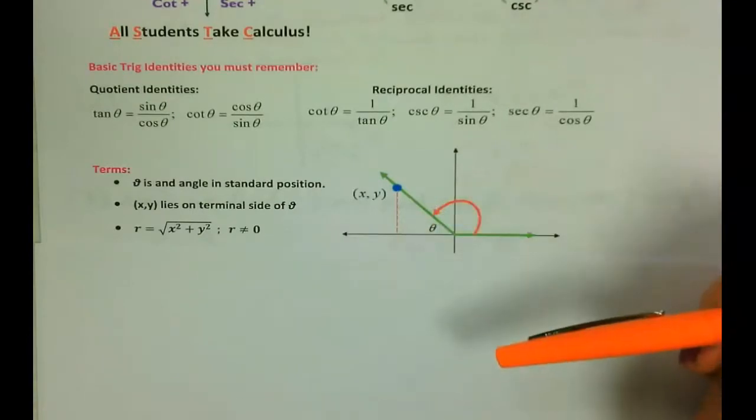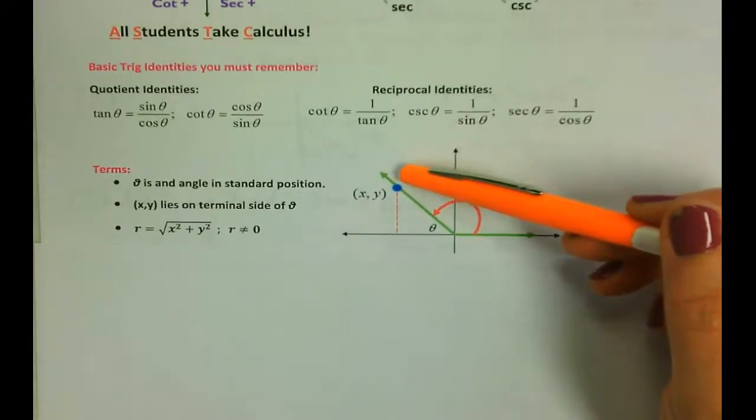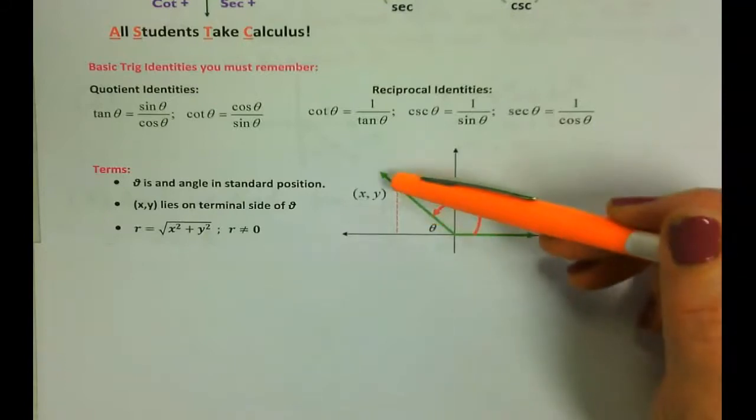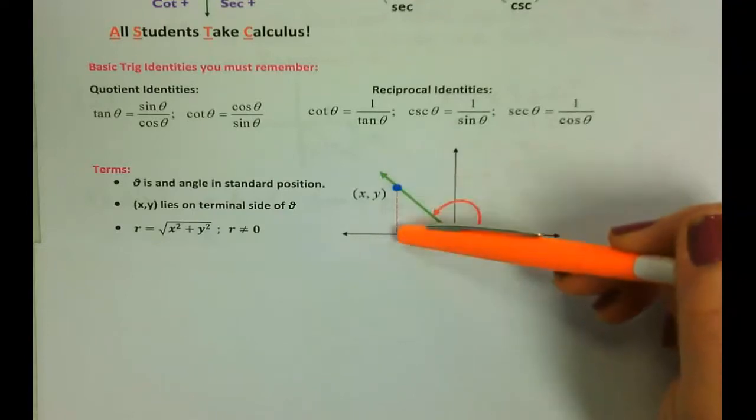When we talk about a point that lies on the terminal side, we're saying that we have this point (x, y) that's on the ray where the angle stopped. And from that point then we can drop a line down to our horizontal axis, and we can create a right triangle, which allows us to use right triangle trig.